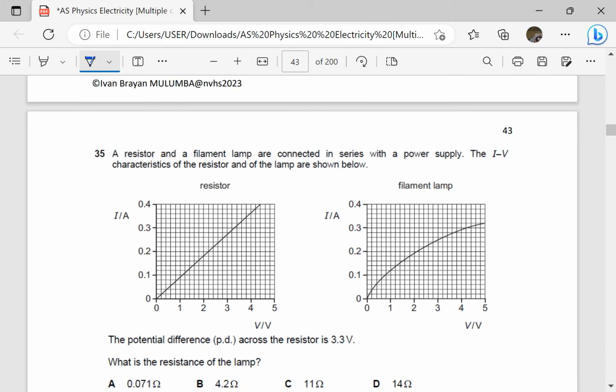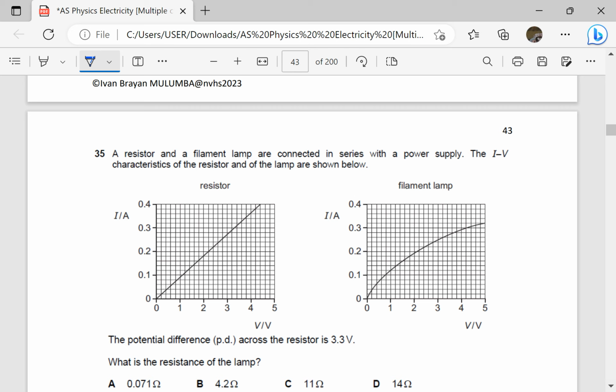A resistor and a filament lamp are connected in series with a power supply. The IV characteristics of the resistor and of the lamp are shown below. So for the resistor, it is obviously supposed to be a straight line because V is directly proportional to I if the temperature does not change.